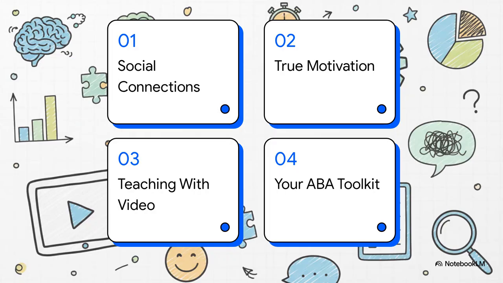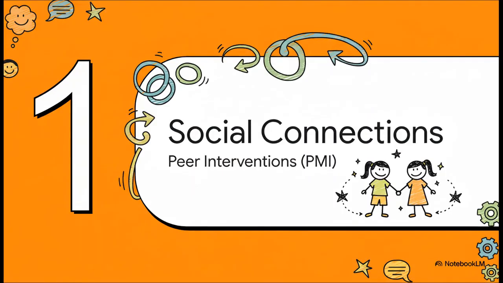Okay, so here's our game plan. We're going to preview 3 core modules. First, how to foster social connections. Then we'll get into unlocking true motivation. After that, we'll look at teaching skills with video. And finally, we'll wrap it all up with a summary of the complete ABA intervention toolkit. Let's get started.